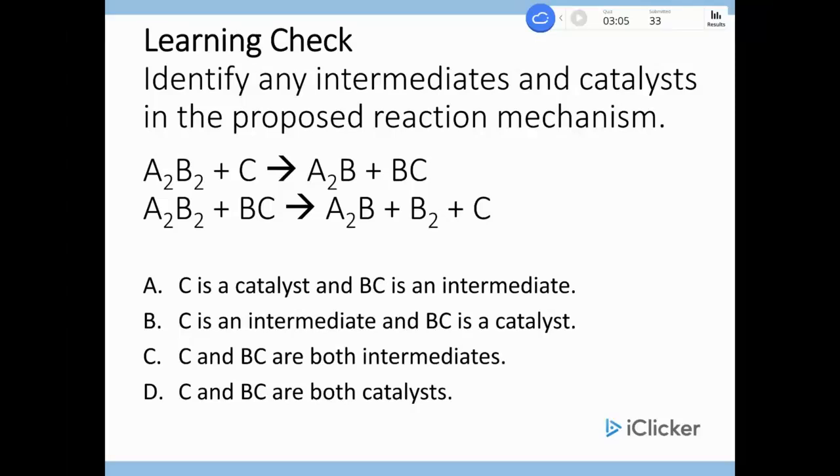So that's a catalyst. And then, let's see, A2, B2 is only on the left side. BC is on the left and the right. It is produced in the first reaction and then used up in the second. So what is that one? An intermediate. Produced and then consumed is an intermediate. Consumed and then produced is a catalyst. So A is our correct answer here.